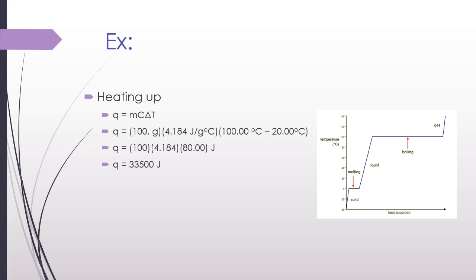Let's do the first one. For the heating up process, we are heating 100 grams of water from 20 degrees Celsius up to 100. So we would set up our work like so and calculate the amount of energy required for this. We will need, rounding to appropriate sig figs, 33,500 joules in order to complete this process. We'll pause on that one for now. We will need this number for later.